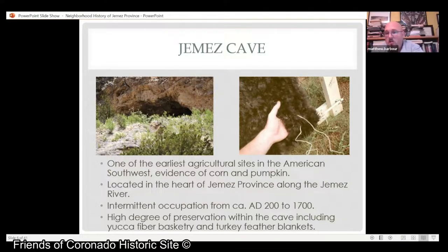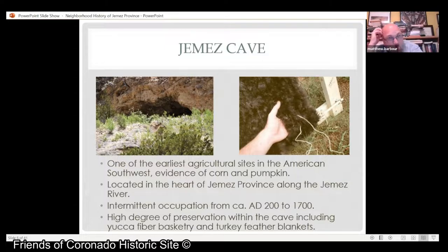Interestingly enough, it's one of the earliest agricultural sites in the American Southwest. And I don't mean that in terms of Jemez province. I mean in the entire American Southwest, it's one of the earliest agricultural sites. Does that mean it was one of the first places people farmed? No. What it means is the conditions were right in Jemez Cave for the preservation of corn and pumpkin seeds. So we have good evidence of people doing cultivation very early on in the Jemez Mountains.